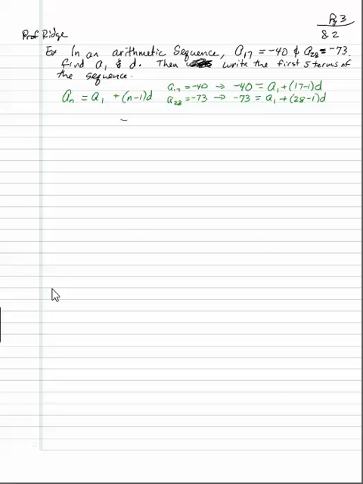Let me simplify it. So I got negative 40 equals A sub 1 plus 16b. So think of that as my equation 1. And my equation 2 would be negative 73 equals A sub 1 plus 27b. And then I'm just going to solve the system of equations. Let's take equation 1 and multiply it by negative 1, which gets me 40 equals negative A sub 1 minus 16d. Equation 2 we'll leave alone.